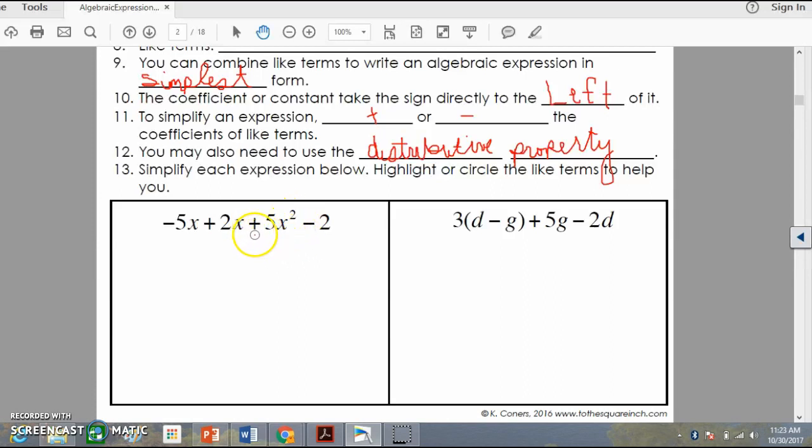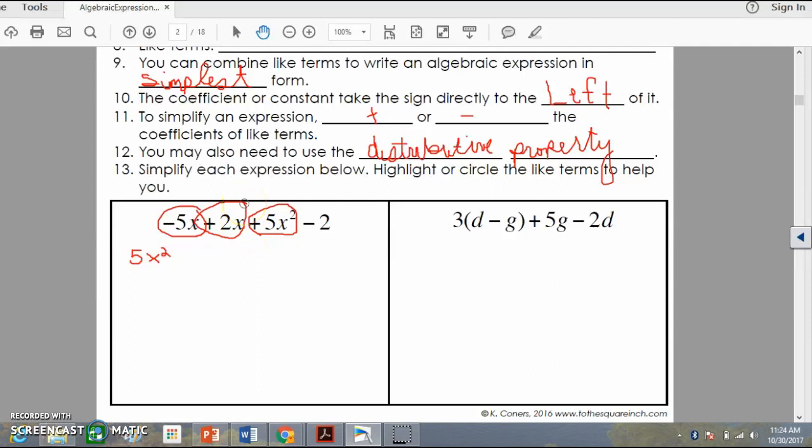So if I have positive 5x squared, I don't see any other x's with a power of 2. So I'm going to just rewrite that. And it's positive, so I don't have to write anything to the left of it. Then it looks like I have a negative 5x and I have a positive 2x.